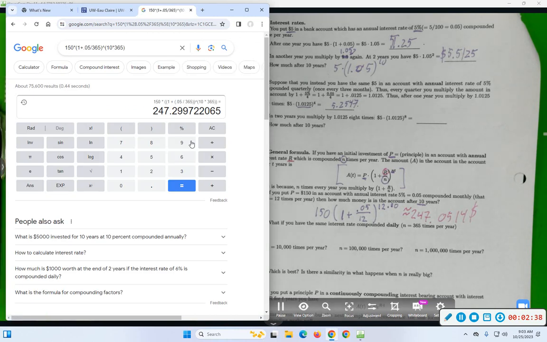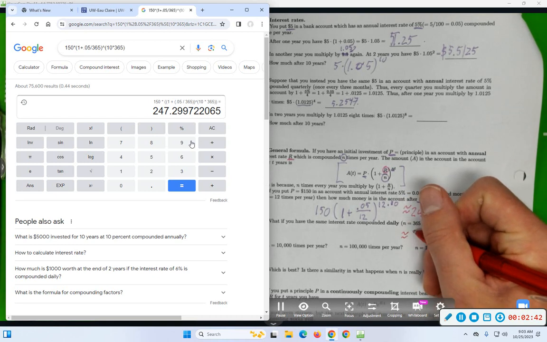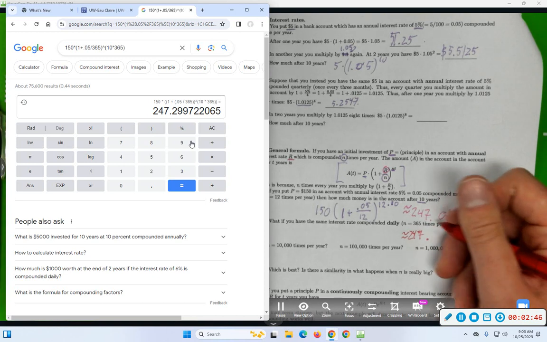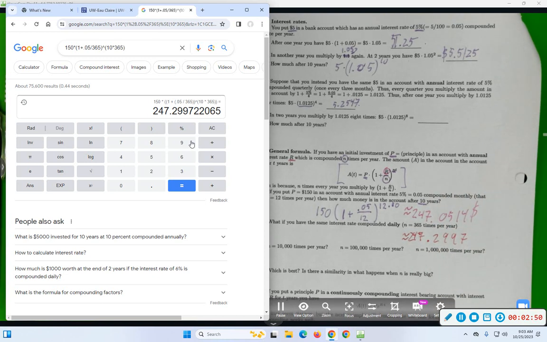So we get about 247.2997. And let's just go ahead and compare. From 12 times per year to 365 times per year, did the payoff increase by much? Nope. Let's ratchet it up some more.